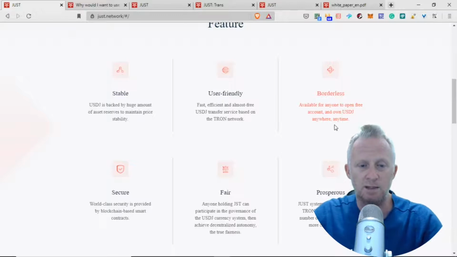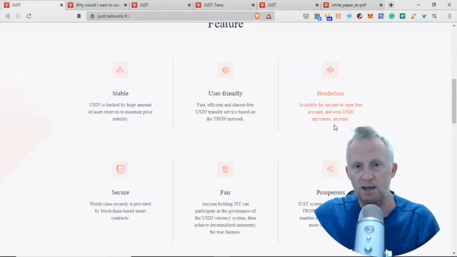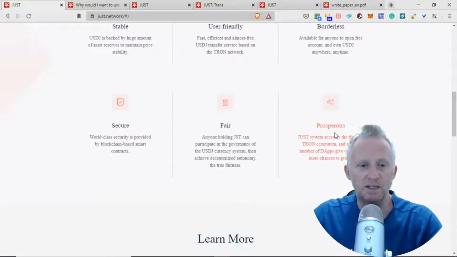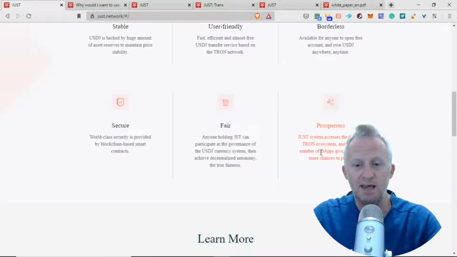So the fee is really low at the moment. And if you compare with Ethereum, you can pay, I don't know how much. It depends on when the network is congested and a lot of people transact. The gas fee increases to the moon, but for now on Tron it's very low. Secure: world-class security is provided by blockchain-based smart contracts. Fair: anyone holding GSD can participate in the governance of the USDG currency system, and achieve decentralized autonomy, the true fairness. Prosperous: the system accesses the thriving Tron ecosystem, and a large number of DApps give everyone more chance to profit.